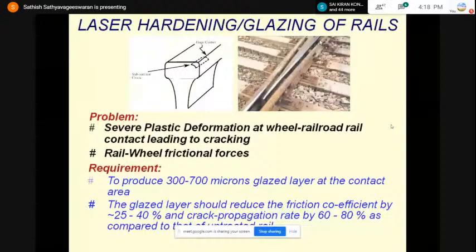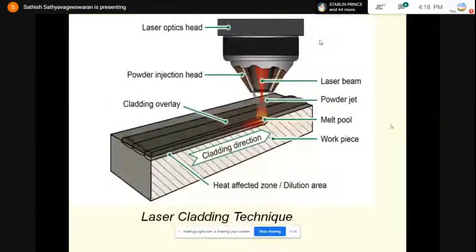Another important technique is laser cladding. Here it is more or less similar to the laser hardening process that I discussed earlier. The only difference is that, apart from irradiating the surface of the material by means of laser, you are also injecting some powder. So here you can see this is the material to be modified. Initially you are irradiating the surface of the material by means of a laser beam, and along the same axis you are also feeding powder. The powder particles will absorb the heat energy from the laser melt and get completely melted, and finally it will be coated over the surface of the material. That is known as laser cladding.